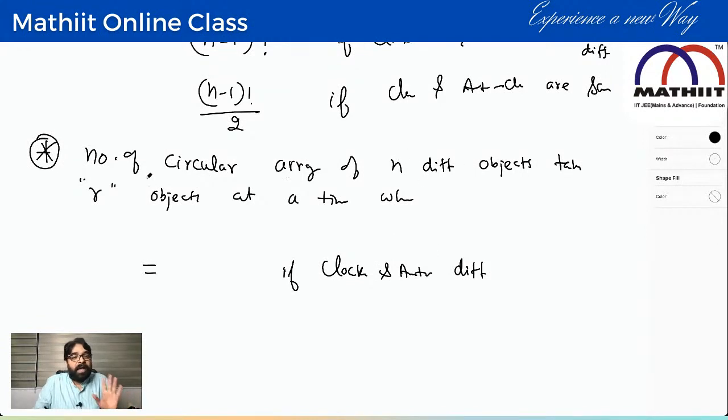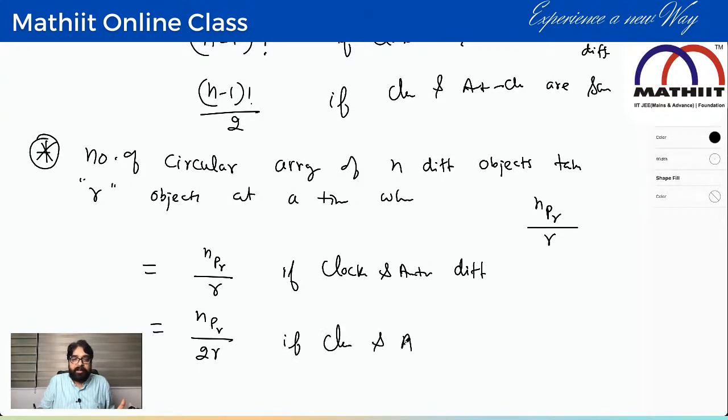N different objects, r objects at a time. What is the row arrangement? nPr. nPr will be the row arrangement divided by the number of order arrangements. Now the number of order arrangements will not be n. It will be r, because only r objects are playing the role. So divided by r. So nPr by r. Finish. And if clockwise and anti-clockwise are the same, then divided by 2r.